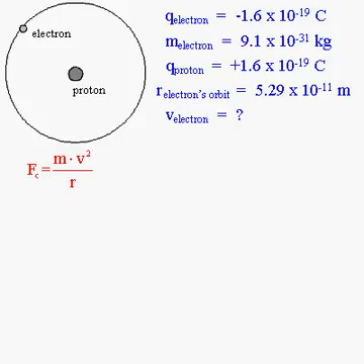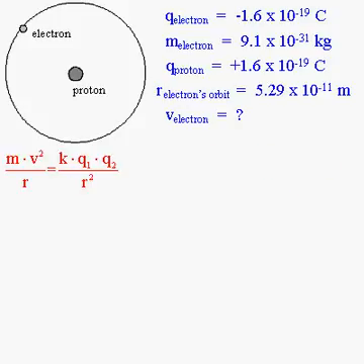So the centripetal force is equal to the electrostatic attraction. In other words, centripetal force mv squared over r equals the electrostatic force kq1 q2 over r squared. That's the main equation we're going to use, so let's move it over and work with it.